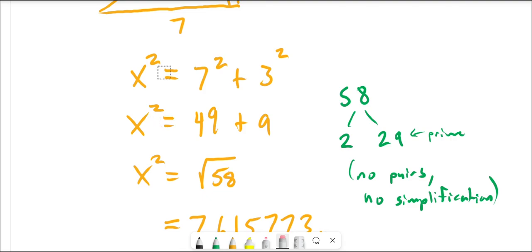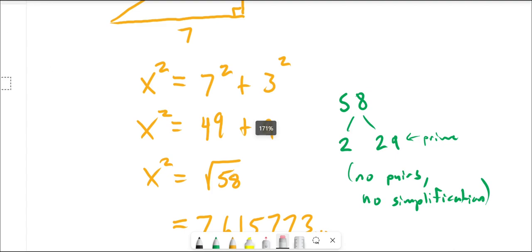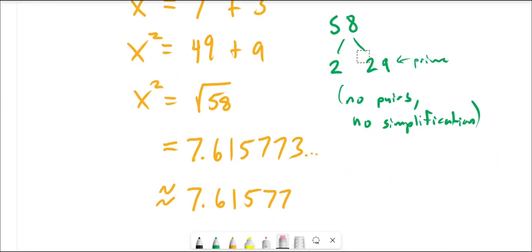So let's simplify the right-hand side. When we do that, we have 49 plus 9, that's 58. And when we take the square root of that, it's not going to simplify, right? If we look at 58's factors, we have 2 and 29. 29 is prime, and so there are no pairs.